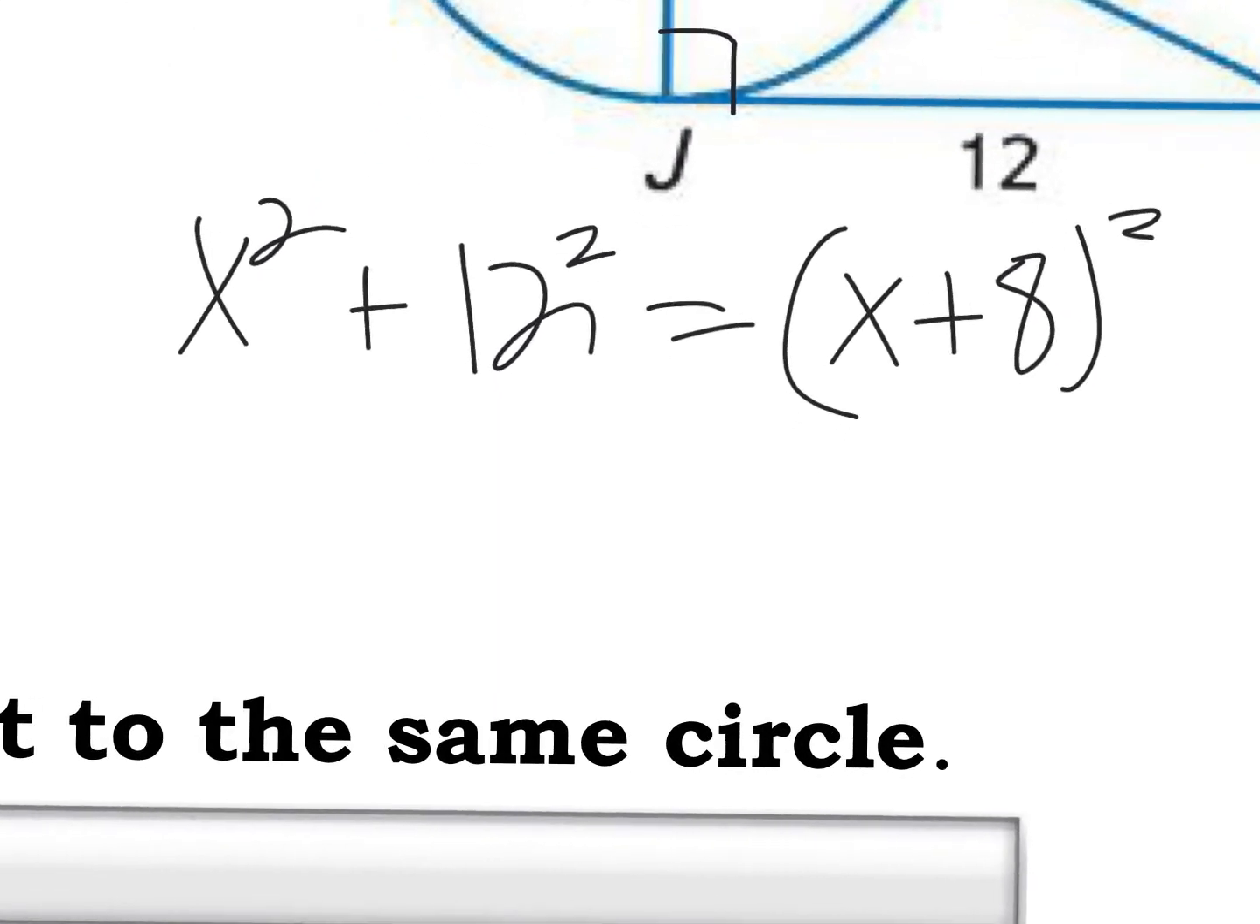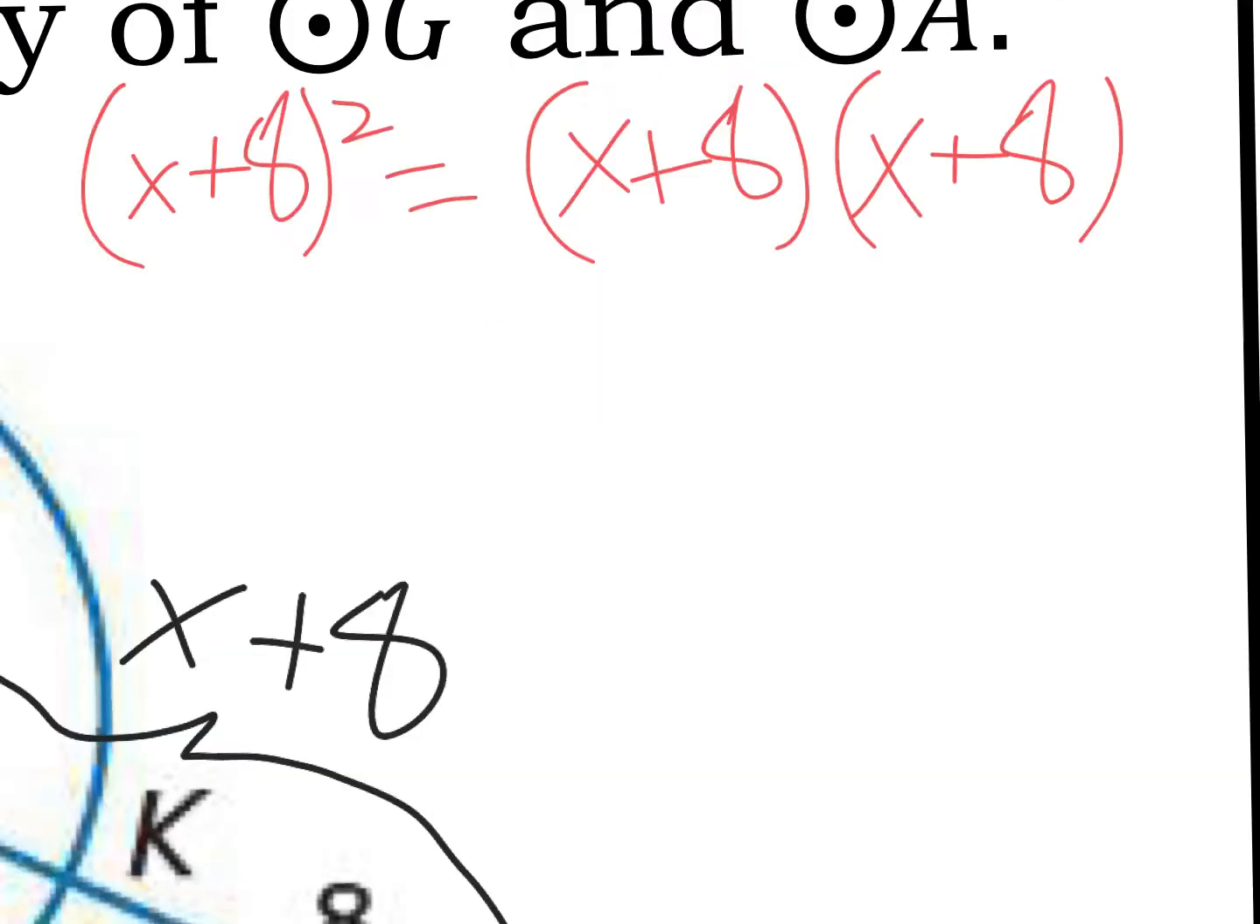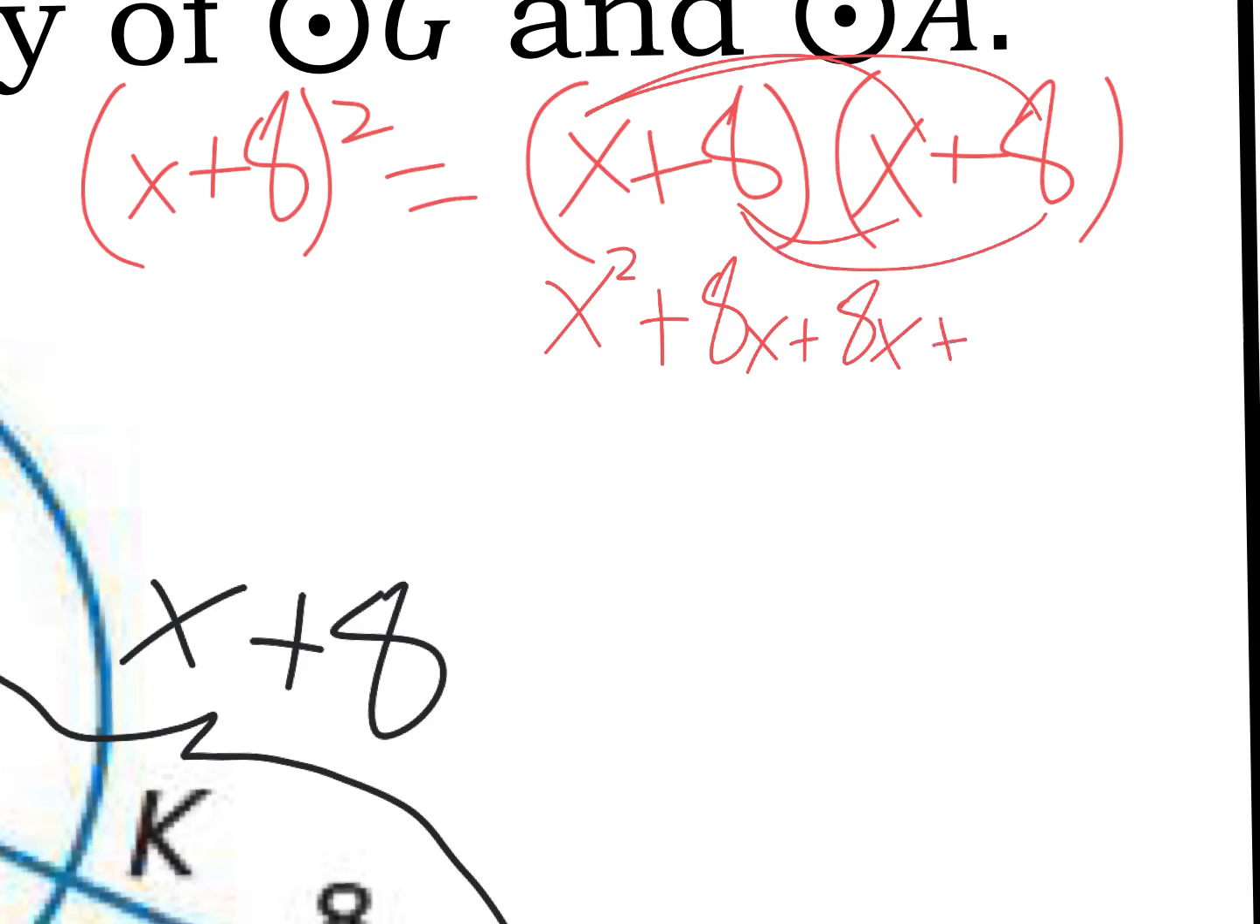So this one you're going to have to do a little bit of algebra here. We have x squared plus 144 equals, and then we have to expand x plus 8 squared. You don't just say x squared plus 64, which is squaring x and squaring 8. You're doing x plus 8 times x plus 8. So up here, I'm going to work it out. So I have x plus 8 squared equals x plus 8 times x plus 8. Really, that's just x times x is x squared, x times 8 is 8x, and 8 times x is 8x again, and 8 times 8 is 64. So add your two like terms in the middle, and you're going to get x squared plus 16x plus 64.